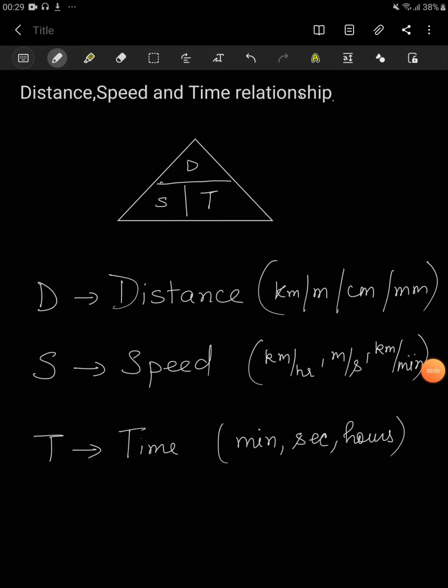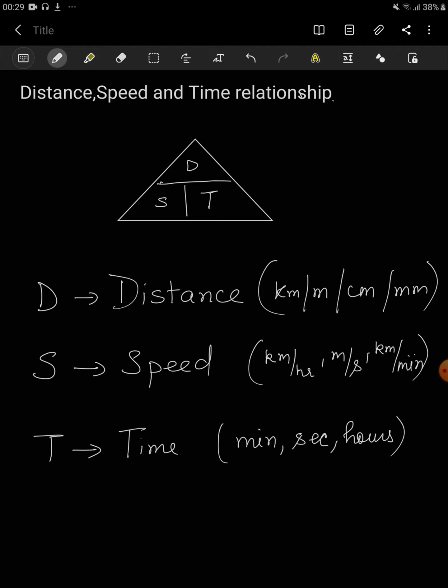In this video, we are going to learn about the relationship between distance, speed, and time. This relationship is frequently asked in most of the competitive questions, and it is very confusing for the kids to remember. So here I give you a trick to remember the relationship between distance, speed, and time. This relationship is called DST triangle.